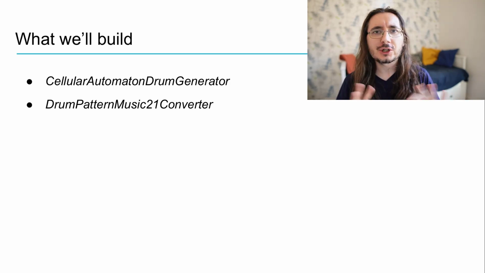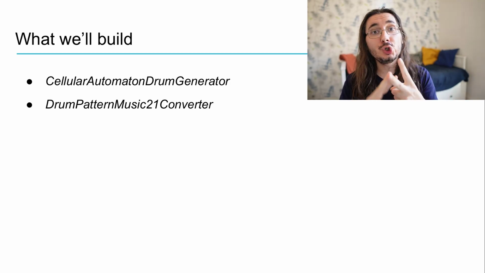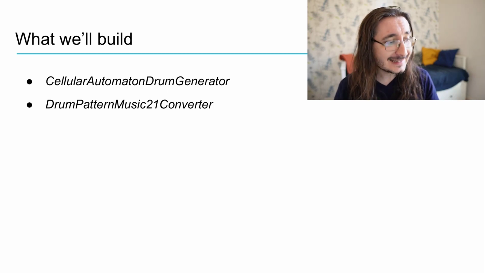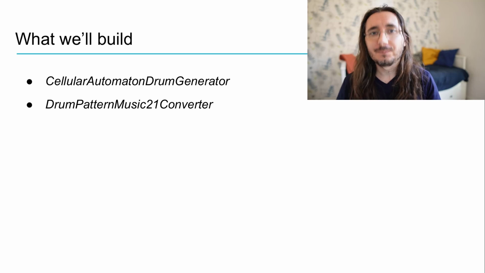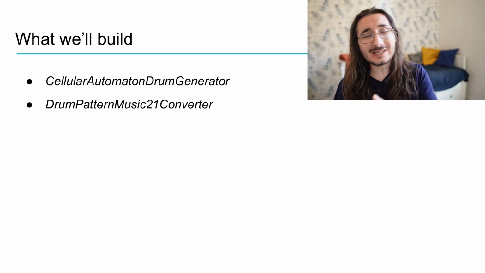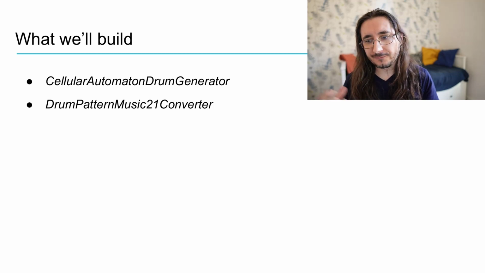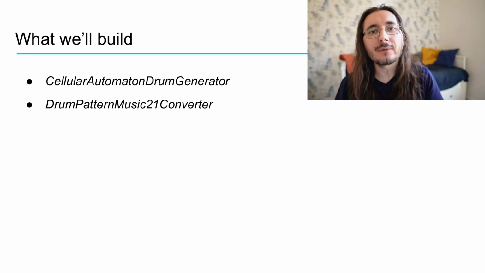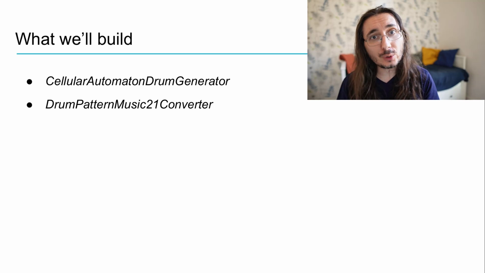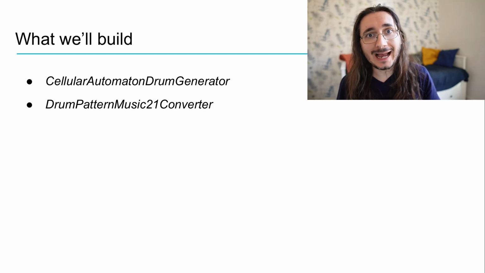Finally, I just want to mention that we are going to be dealing mainly with 2 classes. The most important one, of course, is the first one called CellularAutomatonDrumGenerator. This is where all the magic happens. Then we also have a utility class that will allow us to move from the state of the cellular automaton, that will be basically the output of the cellular automaton, and convert that into a Music21 score that then we can visualize and play back in MuseScore. Without any further ado, let's move on to code.